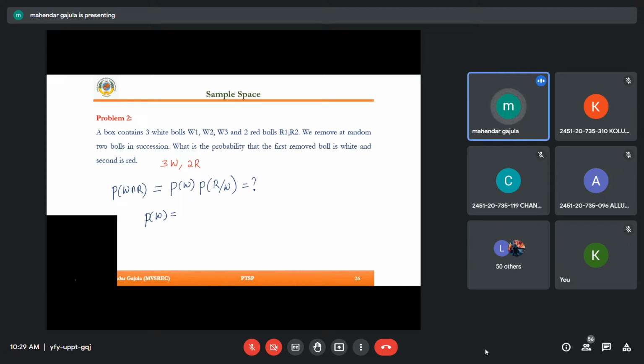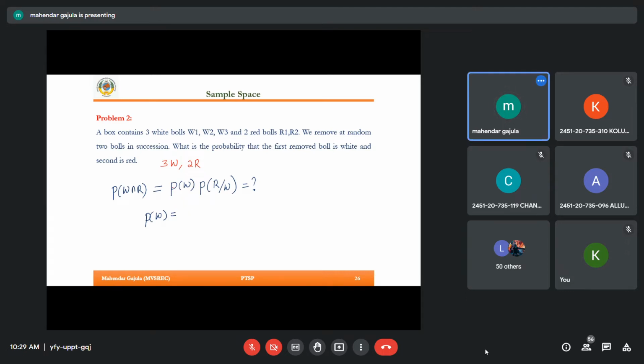First, we have to draw the white ball. Do you agree with that?